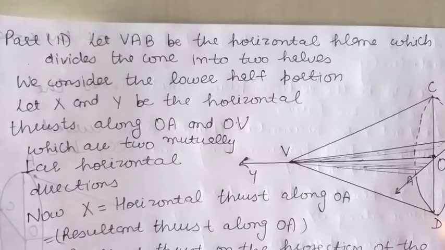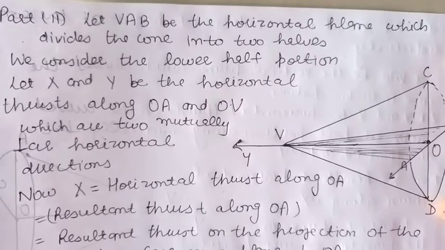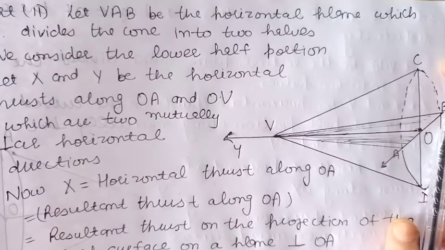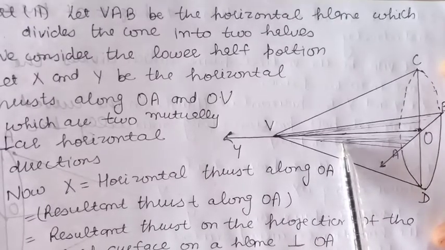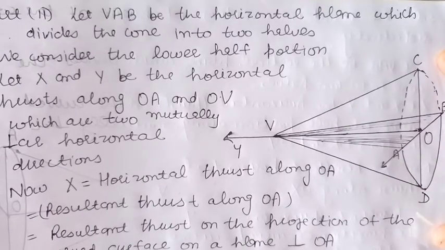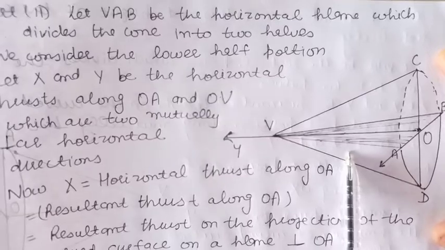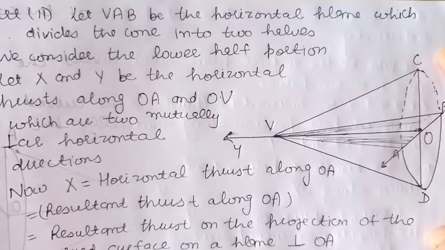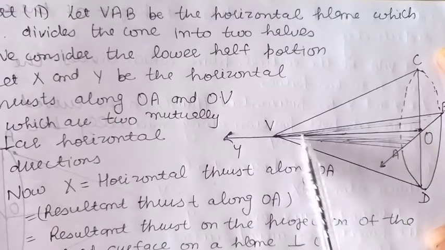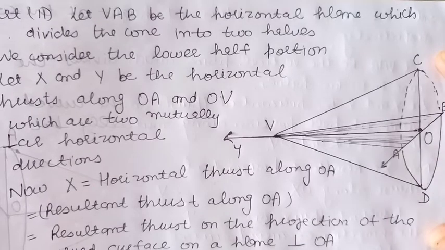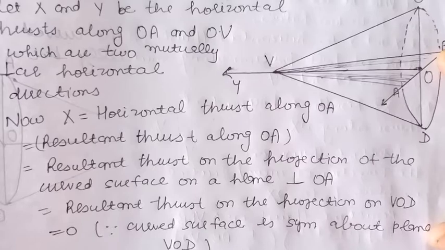Now we'll discuss the second part, in which we are to find the resultant horizontal thrust on the lower half of the cone, which is cut off by a horizontal plane through the axis. So let us take VAB. This is the horizontal plane which divides the cone into two halves. We consider the lower half portion, and let us take x and y as the two horizontal thrusts along the directions OA and OB. These two directions are mutually perpendicular. Now let us find the values of x and y.